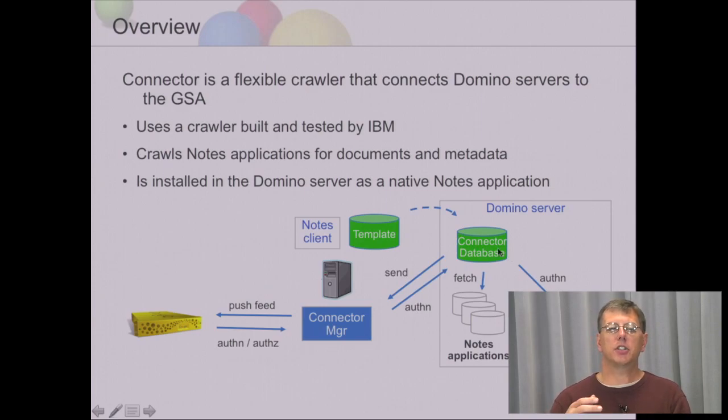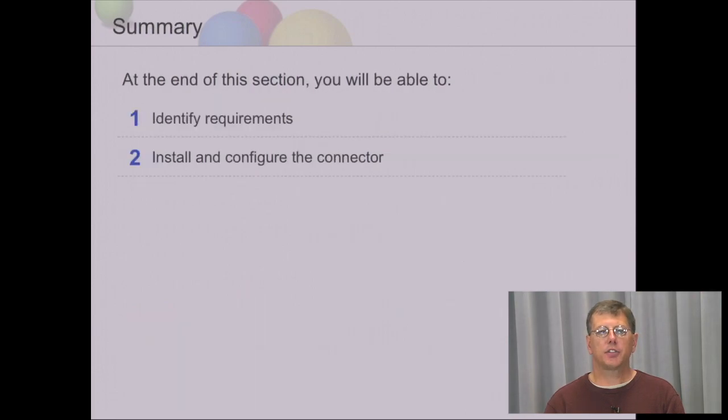And you'll go into the configuration page for the connector database, identify the servers and databases you want to crawl and index. Then you come back into Administration Console and you add a connector instance to the Connector Manager, specify the Domino servers where this connector database resides, and then you can also set up authentication and authorization with the connector. For further details, consult our documentation with the Lotus Notes connector.